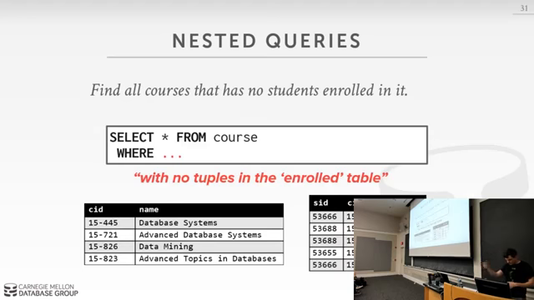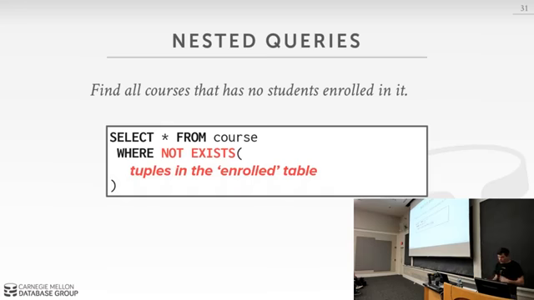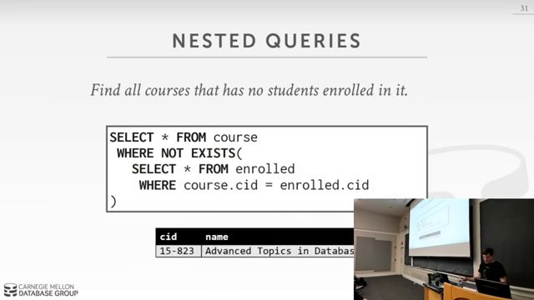One more example. We're going to find all the courses that have no students enrolled in them. So we take our outer query as a select on the courses, and then our inner query says we're going to find where they have no tuples in the enroll table. So for this one, we want to use not exists. It basically says we don't want to match anything in our inner query. And all we need to do for the inner query is just grab every single tuple.